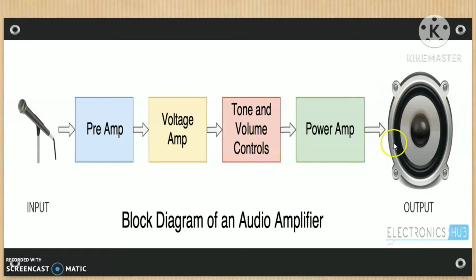In order to drive the speaker, before the speaker we use a power amplifier. Why do we use a power amplifier? Because the speaker resistance is low and it needs more power to drive. So hence we cannot use a normal voltage amplifier, we need to use a power amplifier.